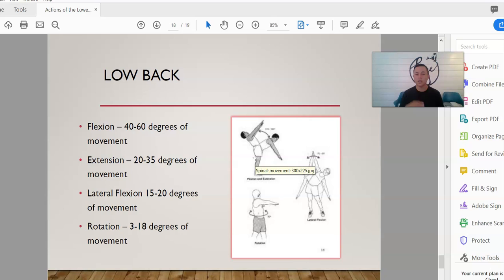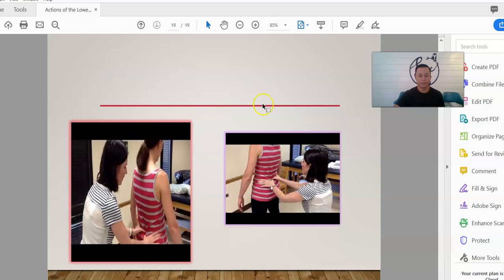And rotation would occur in the transverse plane, moving on axis. That's when you're driving a vehicle and you're looking over your shoulder to see if you can get to the next lane. That would be rotation. And that's pretty much it for that.